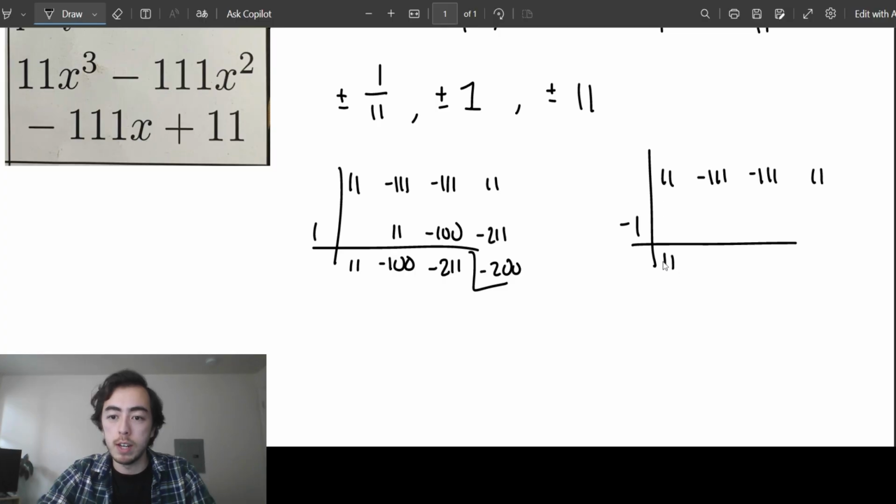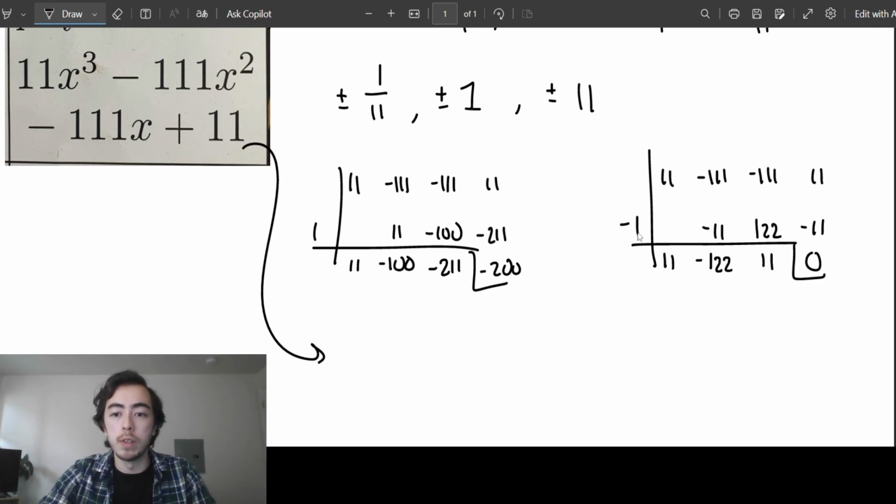Okay, drop the 11 down, multiply by the negative 1, add these together, that's negative 122. Multiply those, we're going to get a positive 122. Add these, that's positive 11. Multiply these, that's negative 11. And what do you know? We actually do get a 0 here. So this shows me that the corresponding factor of the root of negative 1 is going to be x plus 1. And this is a factor of my original polynomial.